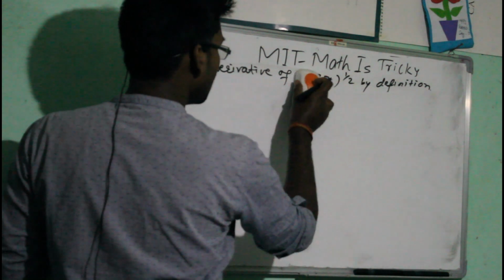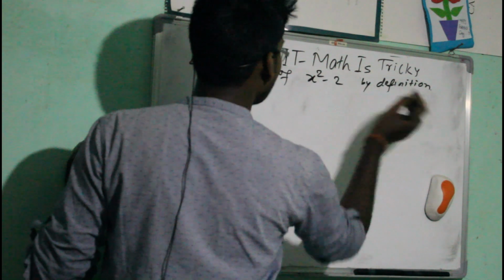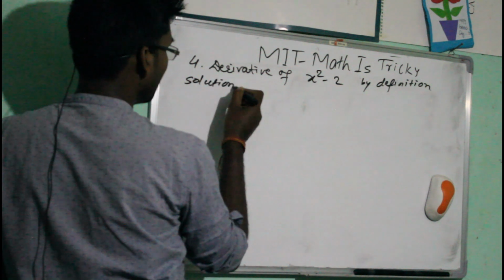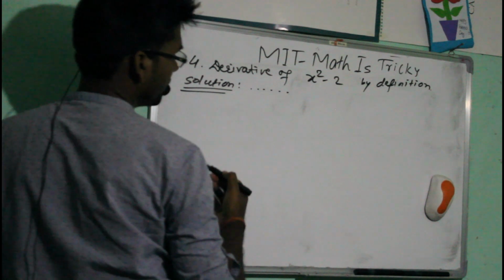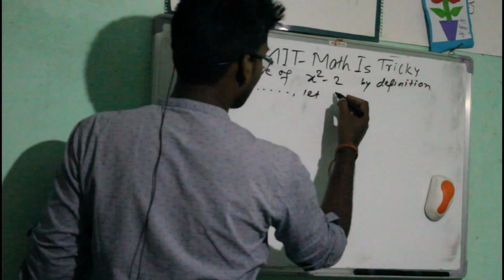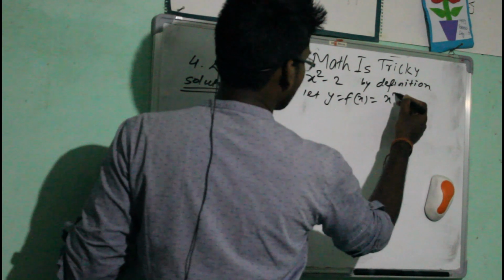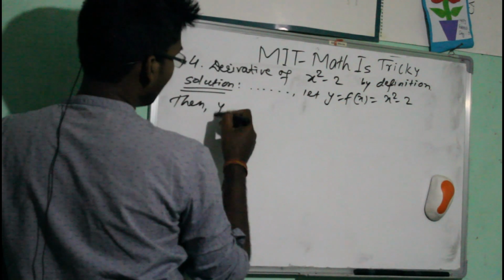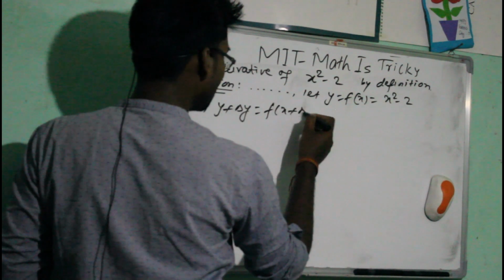Okay, so let's try how to find the derivative of x square minus 2 by definition. Let's write the solution, and always write the language. You can see that from my previous videos, so I'm not writing that. Then write y. Always suppose the given function as y equals f(x) equals x square minus 2. Then our line is the same: y plus delta y equals f of x plus delta x.